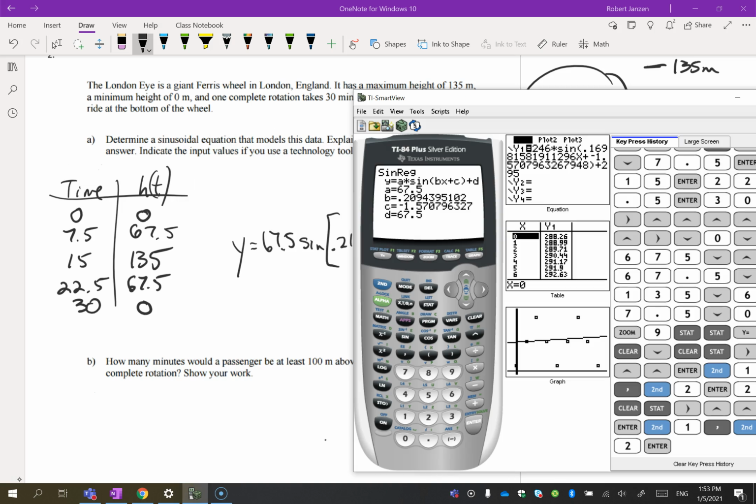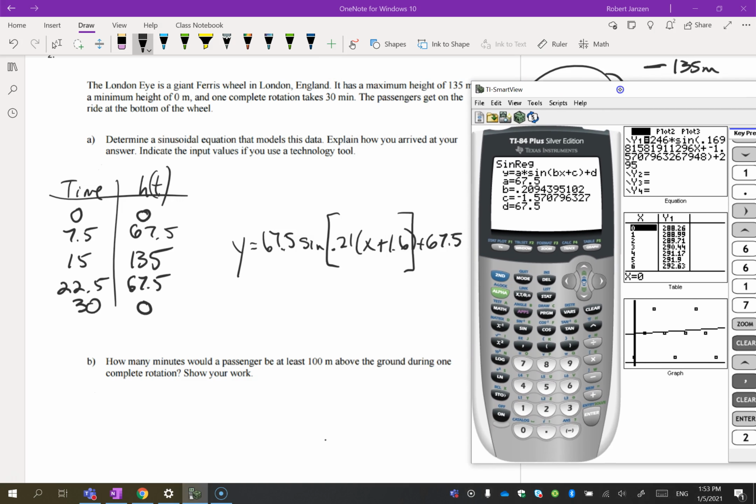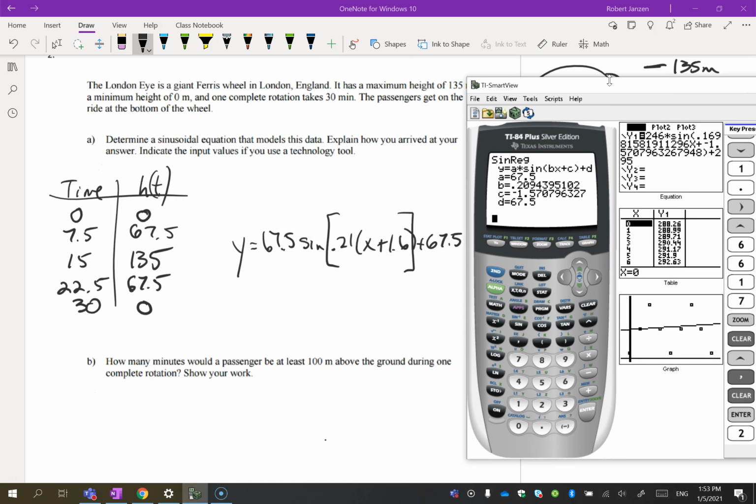Okay, so there is our information. There is our equation. Then it says how many minutes would the passenger be at least 100 meters. So remember how to do that. We've got to paste this in first. And then for my second equation, I want to go 100 meters. Okay, so let's see what this looks like. There is the graph of the Ferris wheel, and there is 100 meters.